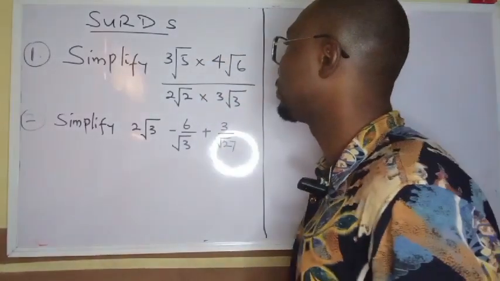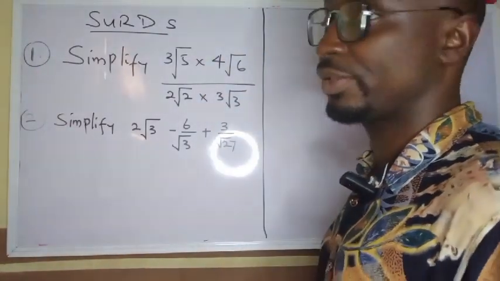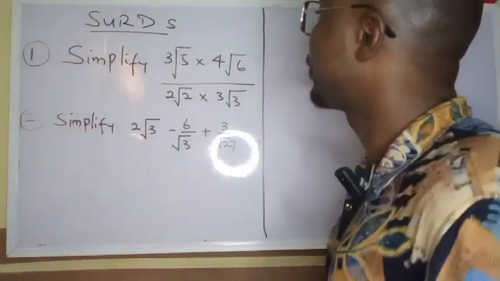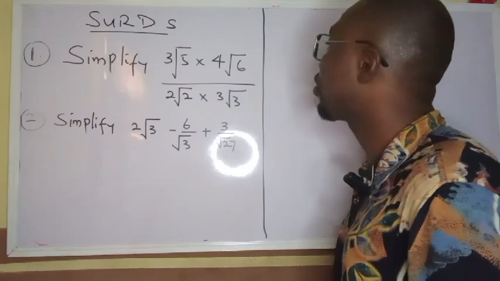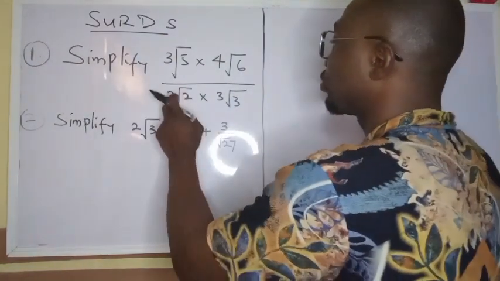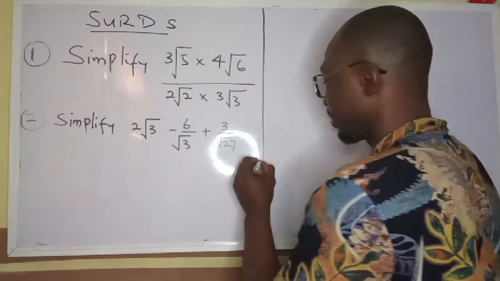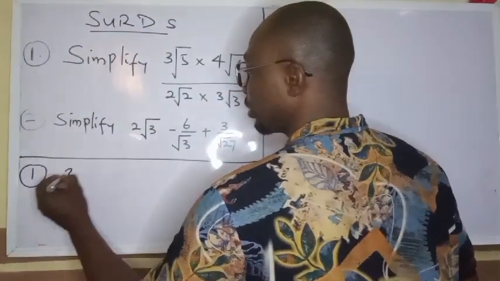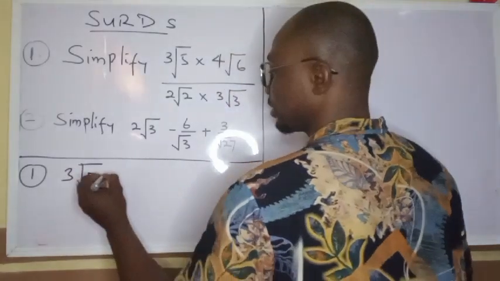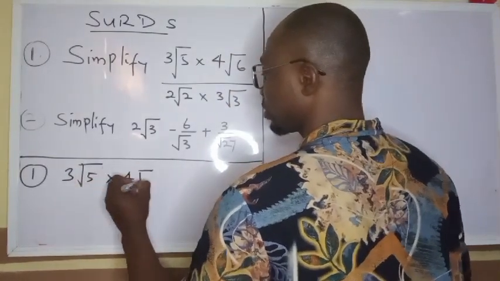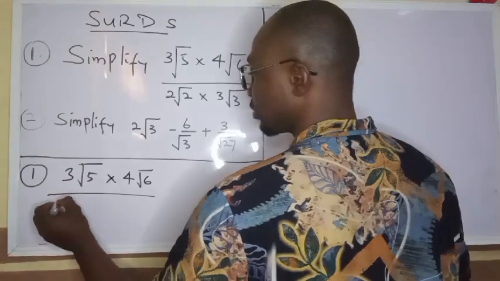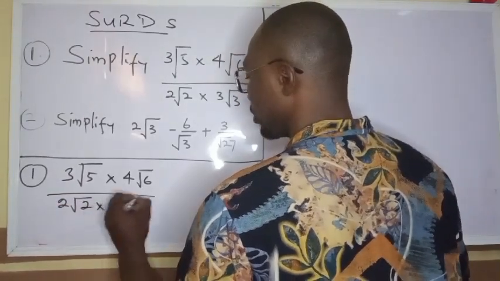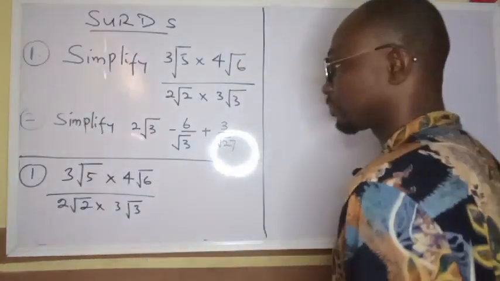We want to solve this question under surds. The first question is simplify 3 root 5 times 4 root 6 all over 2 root 2 times 3 root 3. Now let's look at the question. 3 root 5 times 4 root 6 all over 2 root 2 times 3 root 3.